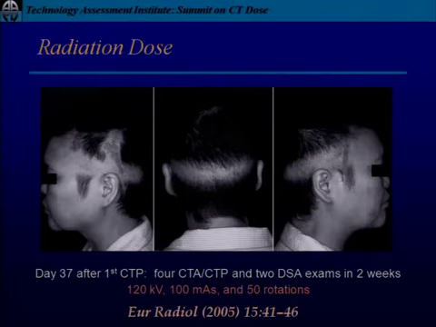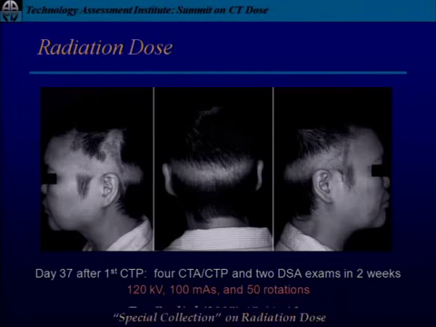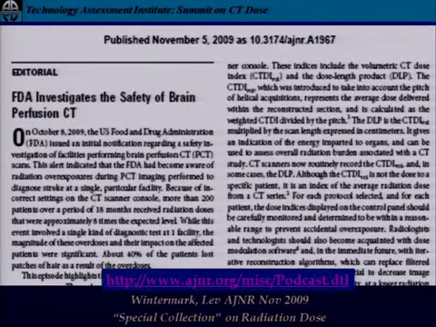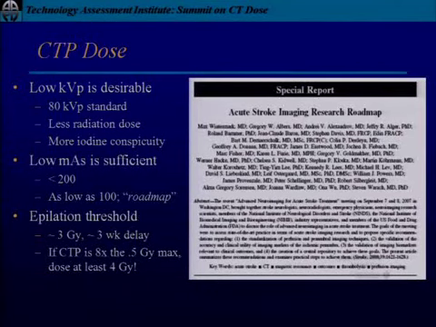Obviously, CT dose has been a major concern. Everybody wants to avoid this particular situation. This is an image from a few years ago where somebody got alopecia just in the distribution of where they got their perfusion scans. There has been an FDA advisory. So let's talk a little bit about dose.